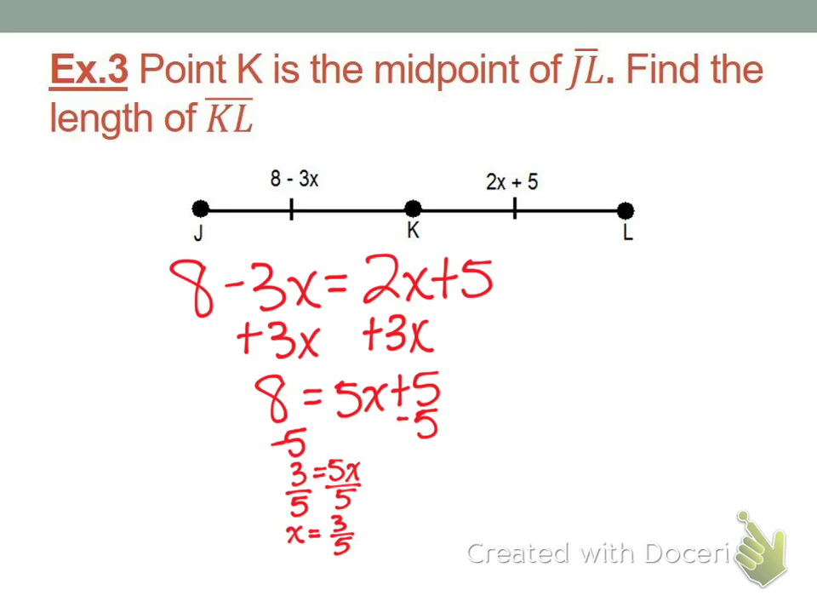All right, so once we have x, we have to plug it back in. Now again, you could plug it into either expression because they should be the same thing. But I'll plug it into KL since that's what they're using. 2 times 3/5 plus 5. 2 times 3/5 as a fraction is what? 6/5. Good. I would kind of leave it like that.